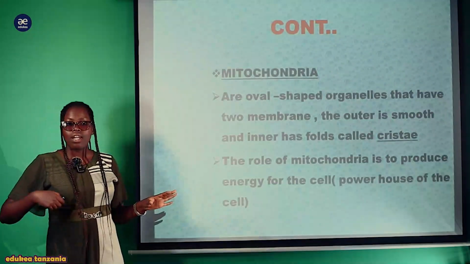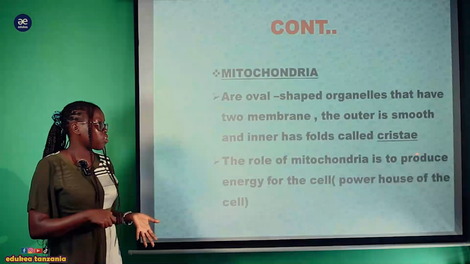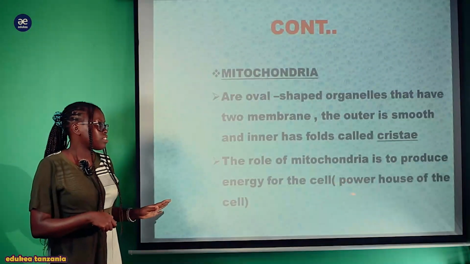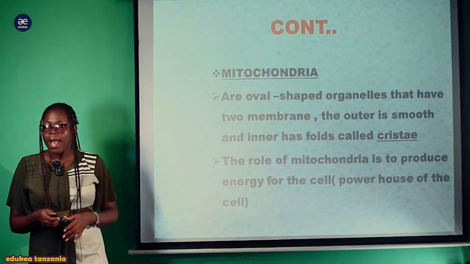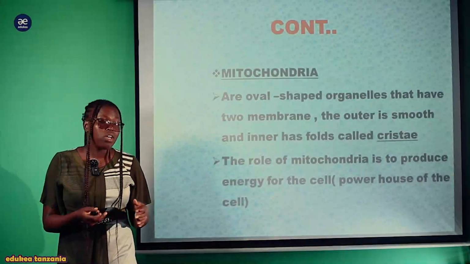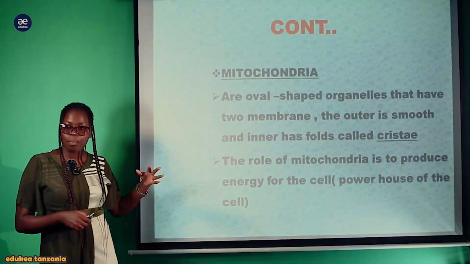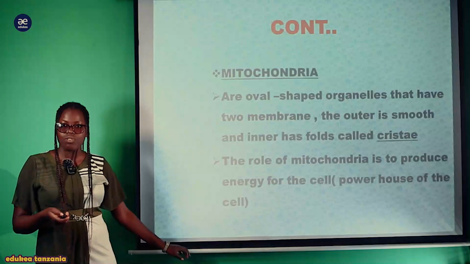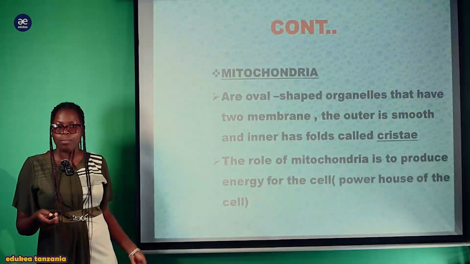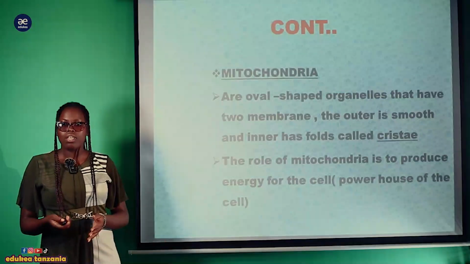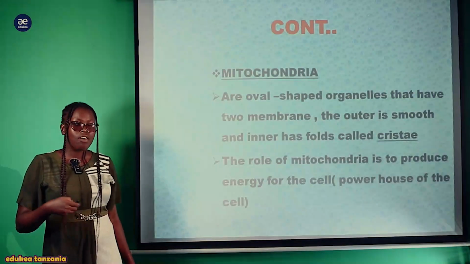So the role of mitochondria is to produce energy for the cell. That's why it is called the powerhouse of the cell. It is where respiration takes place during the Krebs cycle, which provides energy. That's why the mitochondria are called the powerhouse of the cell, because the end of respiration is to produce energy, which is used for body activities such as growth, development, reproduction, and other activities.